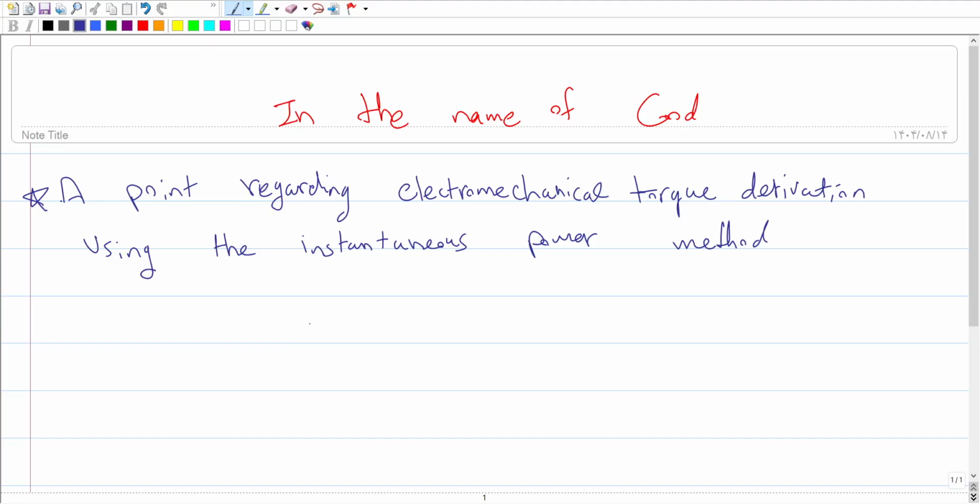Hello, everybody. In this short clip, I'm going to give you an interesting point. In the Krause primitive machine chapter of our course, General Theory of Electrical Machines, we are using the instantaneous power method. As we are using the motoring convention, we say that the electrical power is input, so P input as a function of time equals three components.